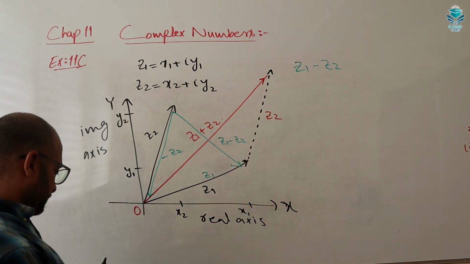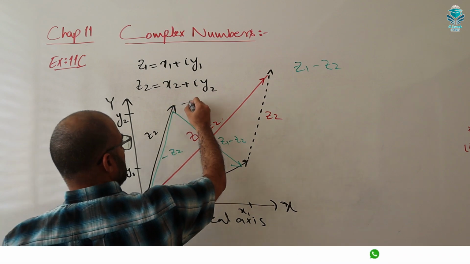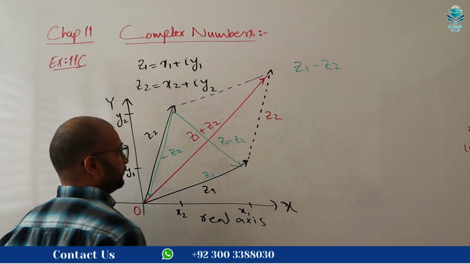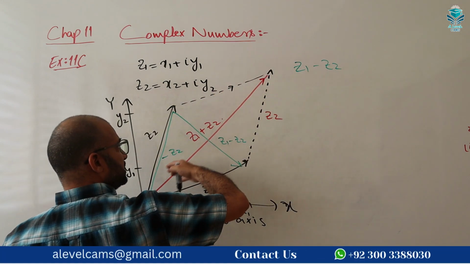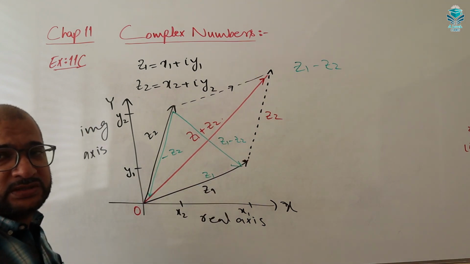Let's say if you have two vectors Z1 and Z2, they will make a parallelogram. So the main diagonal is Z1 plus Z2 and the off diagonal is Z1 minus Z2.